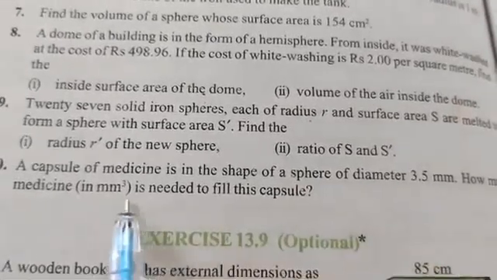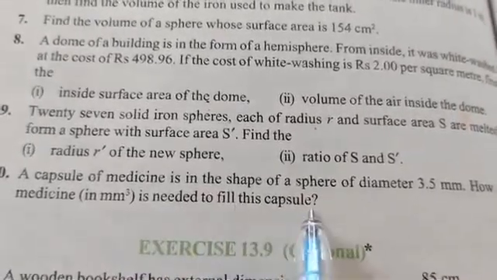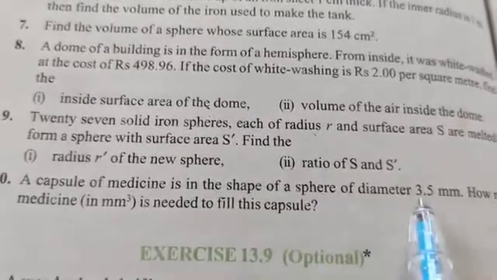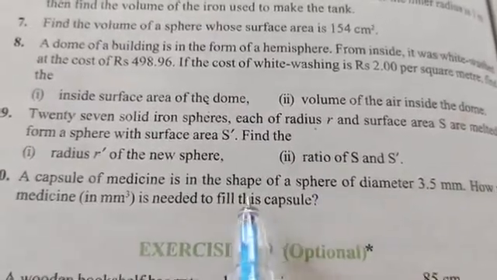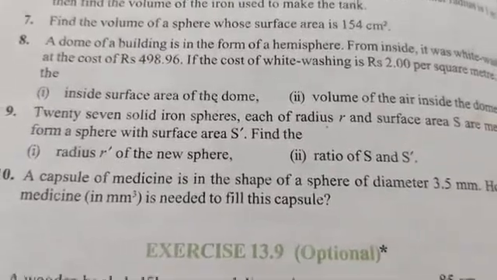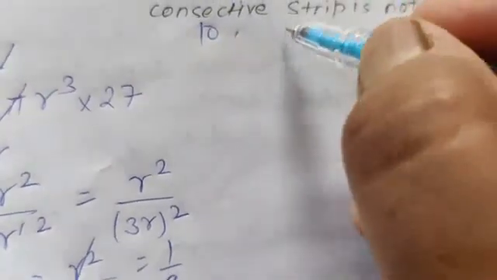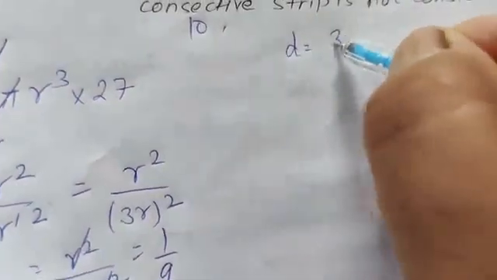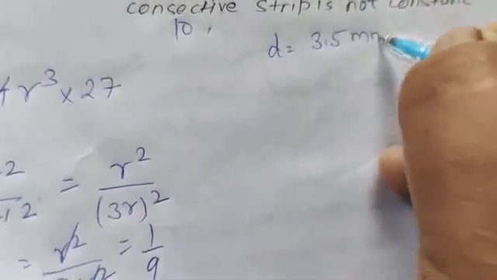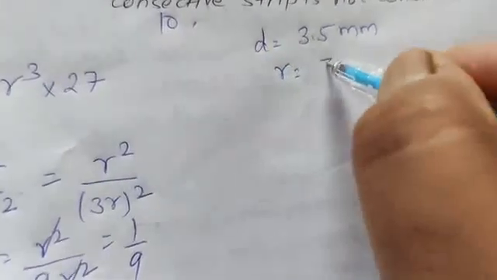Question number 10. A capsule of medicine is in the shape of a sphere of diameter 3.5 millimeter. How much medicine is needed to fill this capsule? The diameter is this. How much medicine? It means that equal to its volume. So you can find the volume of a sphere. The diameter is 3.5 millimeter. Now radius 3.5 by 2.